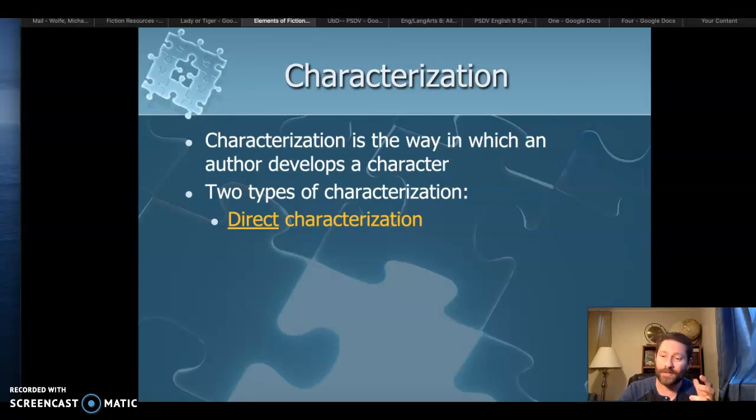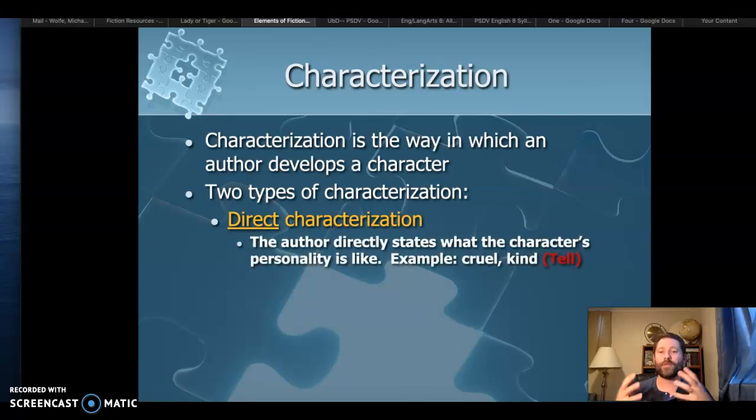There is direct characterization, which is when the author directly states what the character's personality is like. So if they're cruel, they're kind. Also, what they look like and how they act and so on. So they were tall, they were blonde, they were green, purple, whatever, right? So direct characterization is when they tell you who this character is, what they look like, how they act, when they tell you all those things.